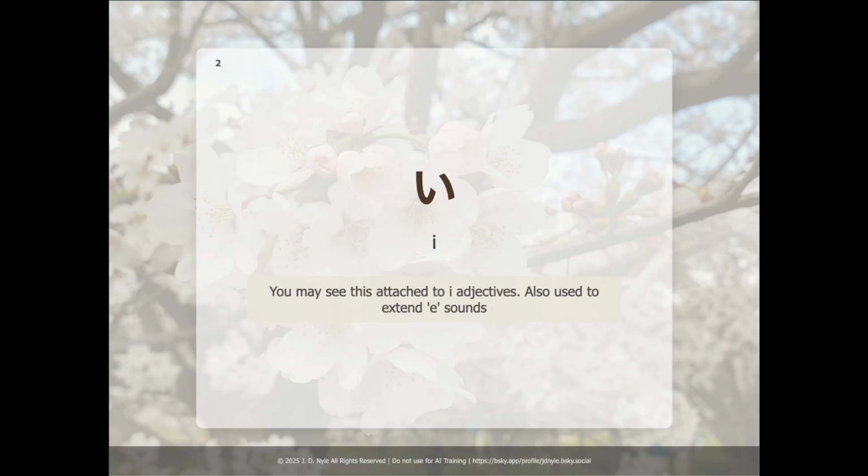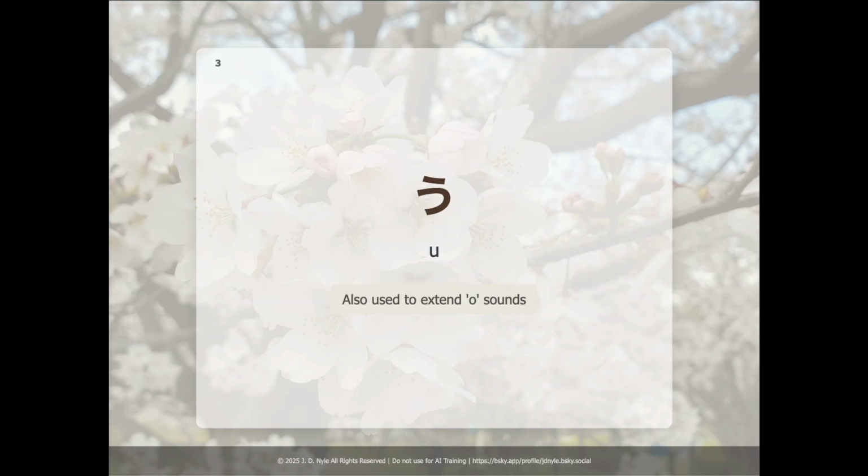Next character is I. You may see this attached to I adjectives. It is also used to extend E sounds. U is the next one. E, O. Be careful not to mix this up with A. Ka. You will also see this as a common particle at the end of sentences, especially since this is used basically as a question mark.